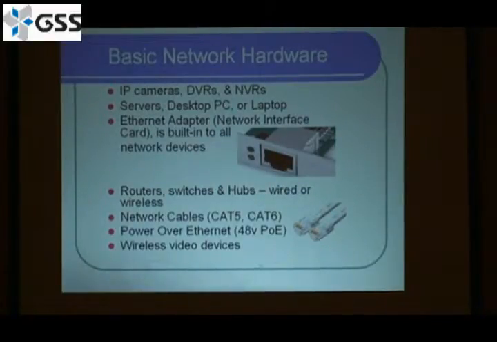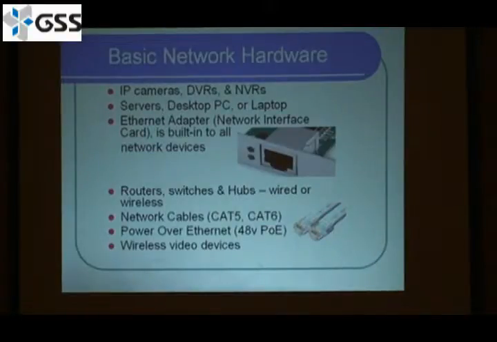And we have network cables, category 5 network and category 6. Usually those are the two popular network cables that we will use. The category 5 is 100 megabits per second speed. The category 6, also called a gigabit, is 1,000 megabits per second or 1 gig transmission speed.